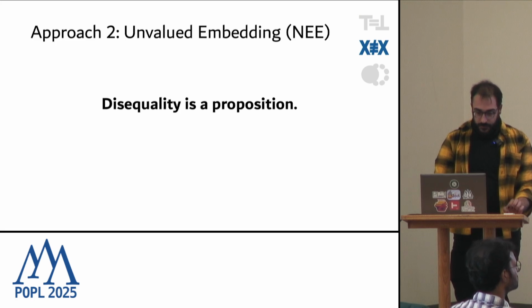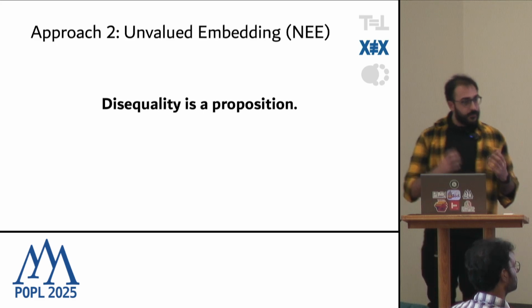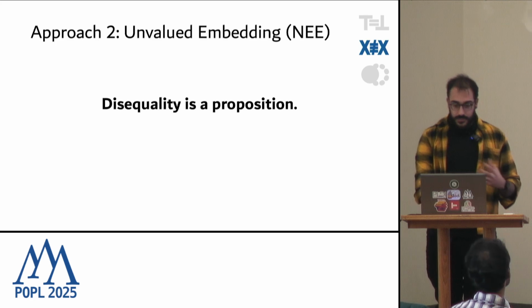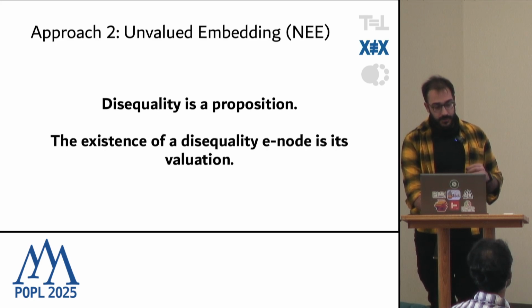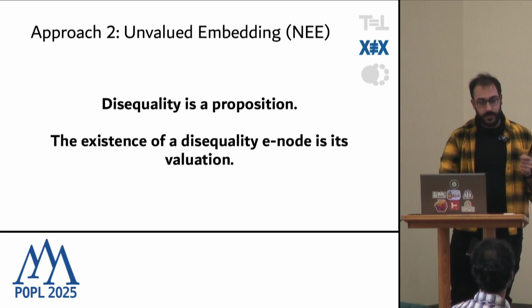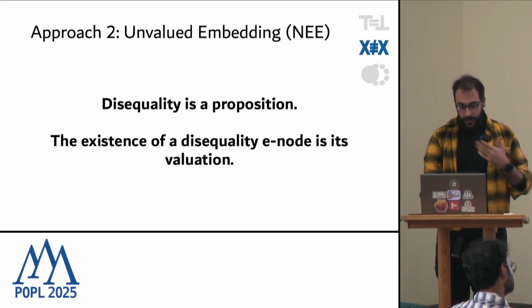The second approach I call unvalued embedding. Here we are still embedding, except we're not giving values, because the main observation is that this equality is just a proposition, and the mere existence of some of these terms is a witness for the disequality. I'll elaborate a bit more.